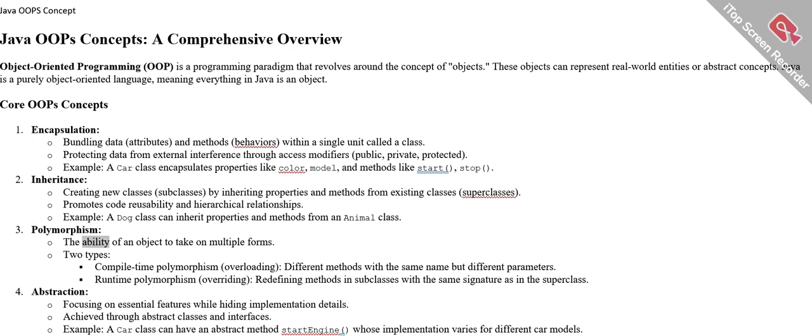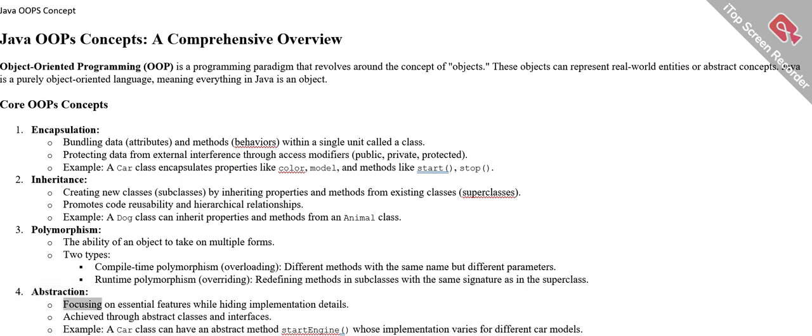Polymorphism. The ability of an object to take on multiple forms. Two types. Compile-time polymorphism, overloading: different methods with the same name but different parameters. Runtime polymorphism, overriding: redefining methods in subclasses with the same signature as in the superclass.